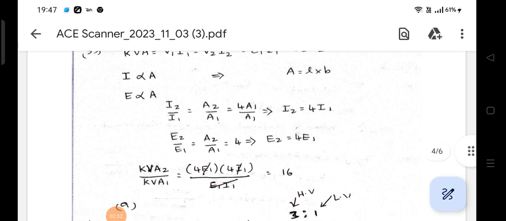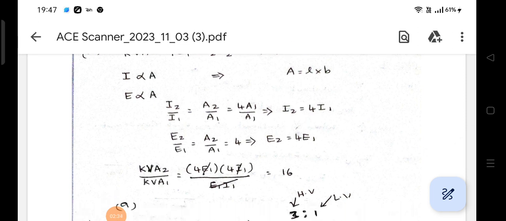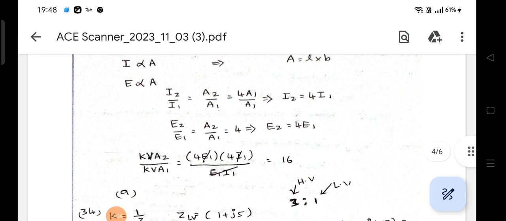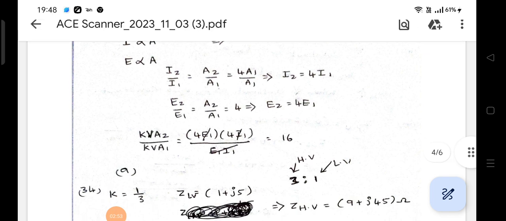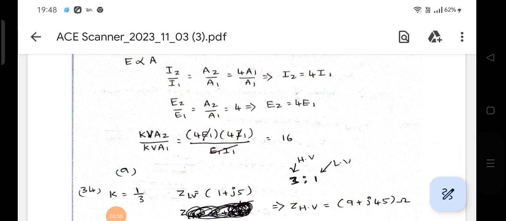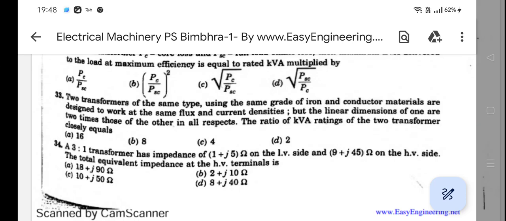Similarly, E2 is also directly proportional to area, so E2 by E1 is equal to 4, that is E2 is equal to 4 E1. That means kVA2 is equal to E2 I2 by E1 I1. E2 is 4E1 and I2 is 4I1, so kVA2 is equal to 16 times kVA1, which is the correct answer. Now from the given options, option A is correct.